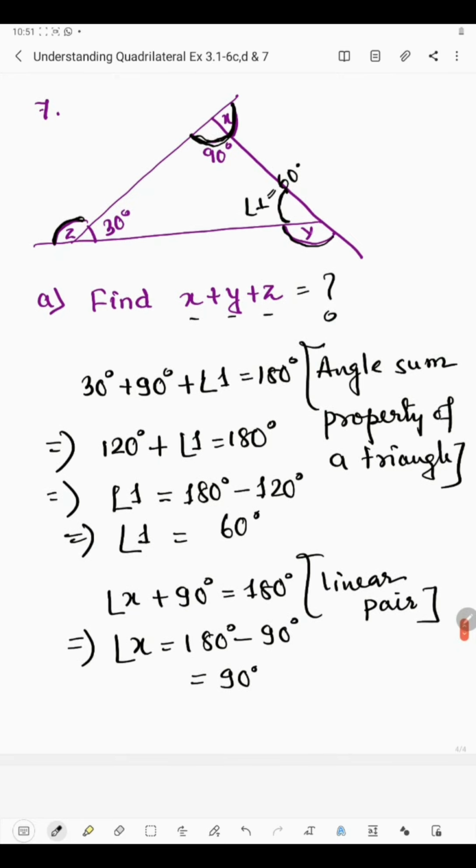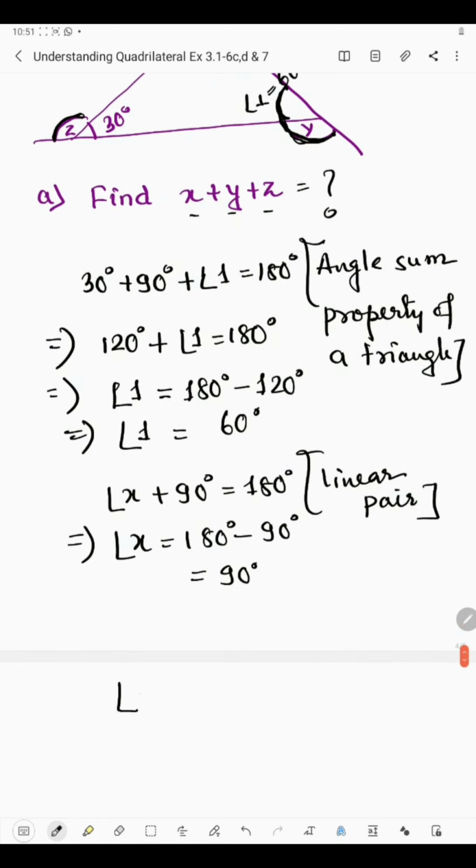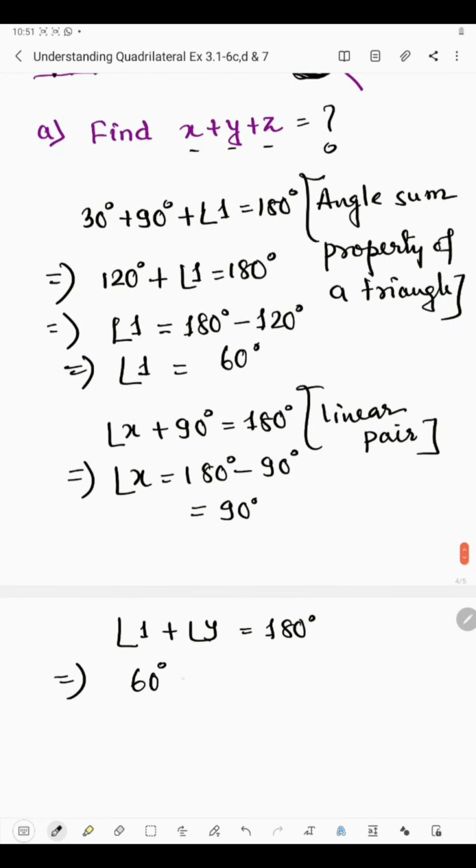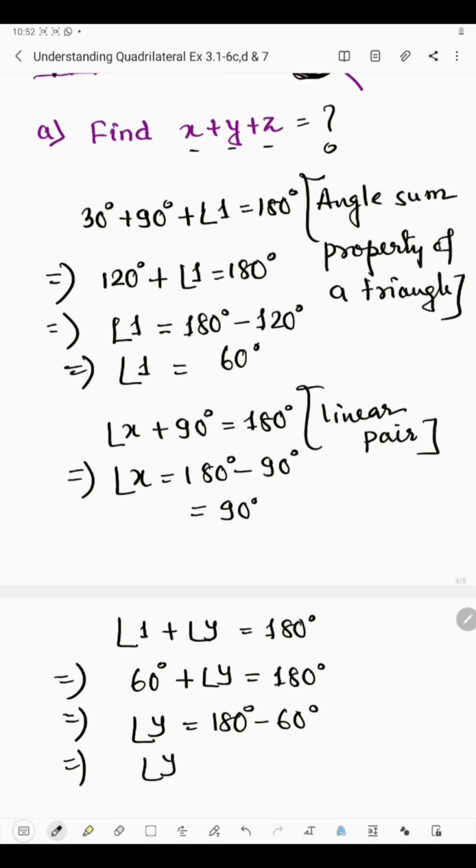Now coming to angle y. Angle y and angle 1 make a straight line, so these two form a linear pair, and the sum of these two angles will be 180 degrees. So we'll write angle 1 plus angle y is equal to 180 degrees. Angle 1 we know is 60 degrees. So the value of y will be 180 degrees minus 60 degrees. So it will be 0 minus 0 is 0, 8 minus 6 is 2. So it's 120 degrees. Okay.